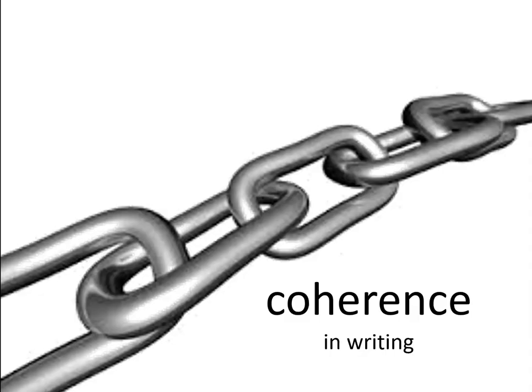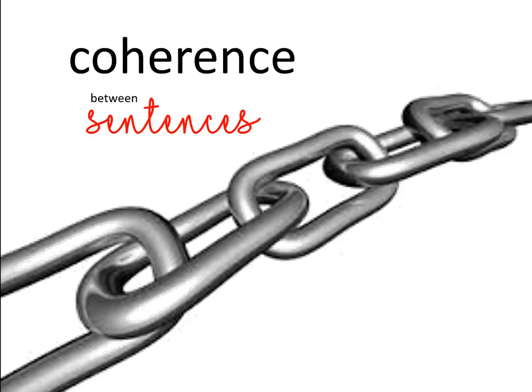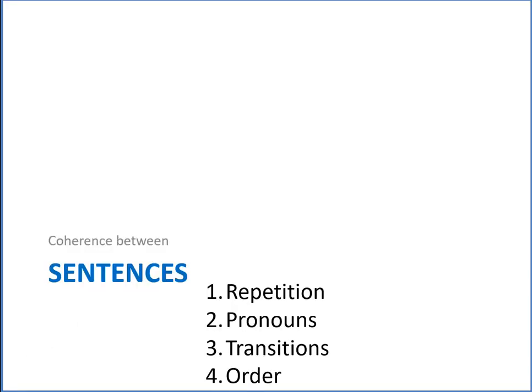This is the third presentation in a series about coherence in writing. Coherent communication involves clear, logical, consistent linkage from one thought to the next throughout the communication. In this presentation, we look at coherence between sentences, and we do so using these strategies.